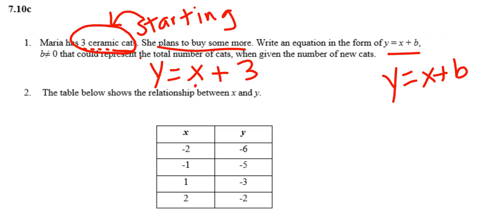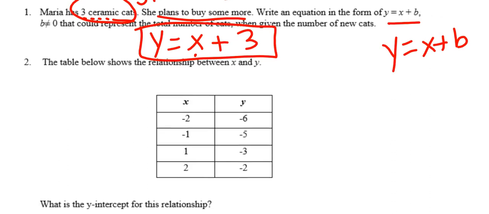Number 2, we have a table of values, and we're looking for the relationship. It tells us the relationship between x and y. And maybe we don't know if it's additive or proportional, so we can check it out by dividing y by x, right? If I divide -6 by -2, I get 3. If I divide -5 by -1, I get 5. So right there I can see that it's not going to be a proportional relationship.